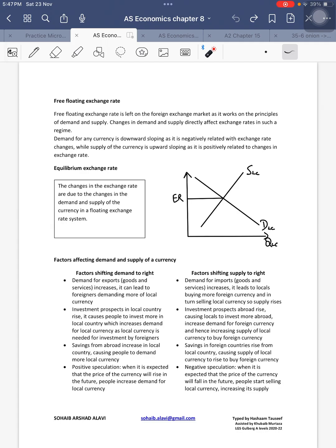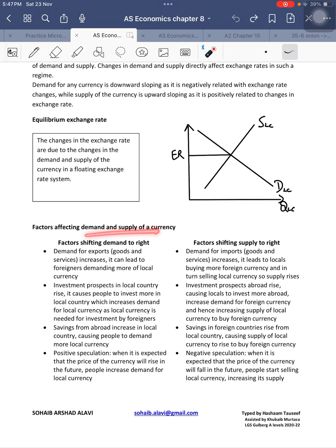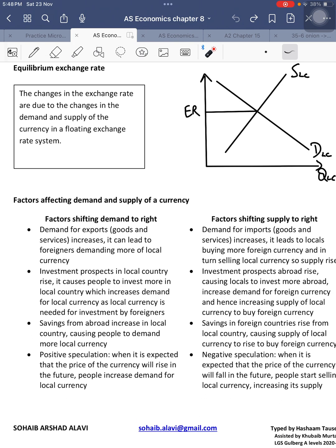Now, what are the factors that determine the demand and supply of any currency for that matter? There are three factors that determine the demand for the currency, and there are three factors that determine the supply of the currency. And by the way, these are non-price factors, or in better terms, non-exchange rate factors. Essentially, these are factors that cause a shift in the demand and the supply of any currency. Let's first talk about the factors that cause a shift in the demand for the currency. The first factor is the demand for exports.